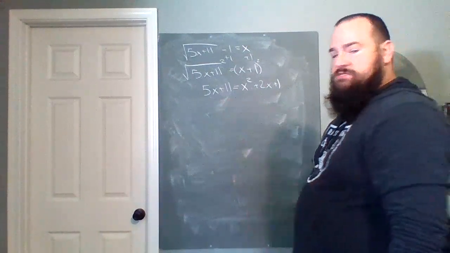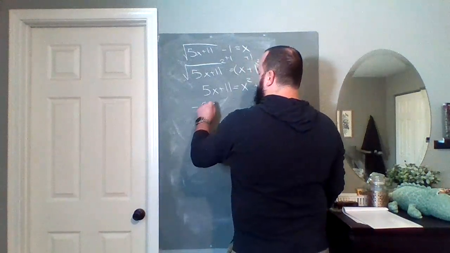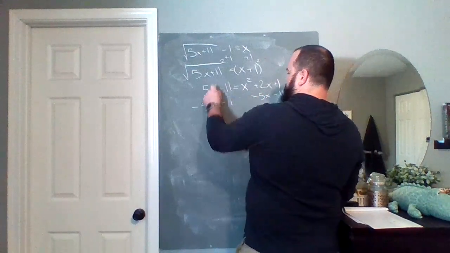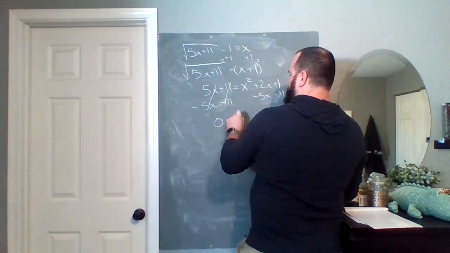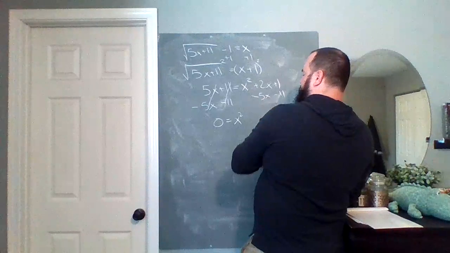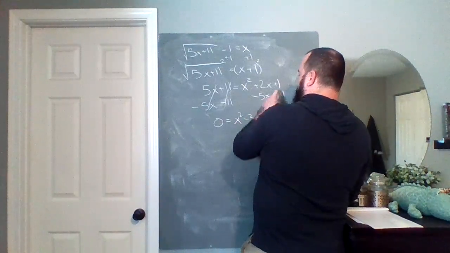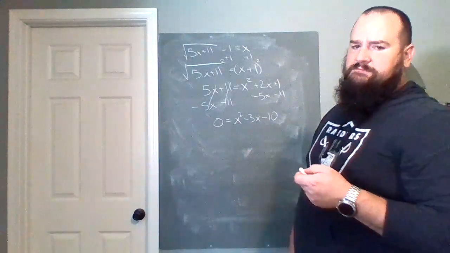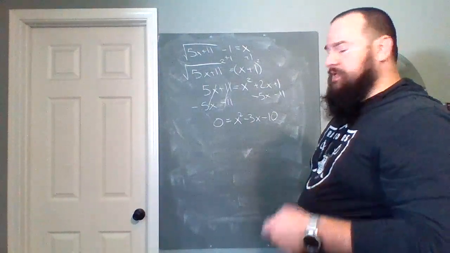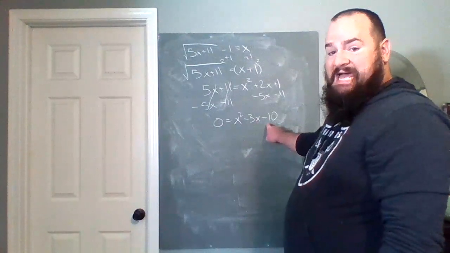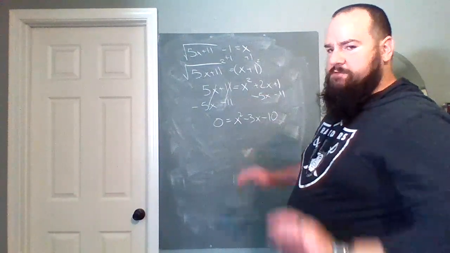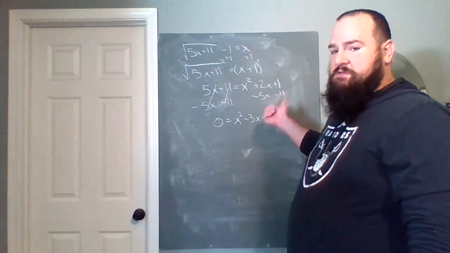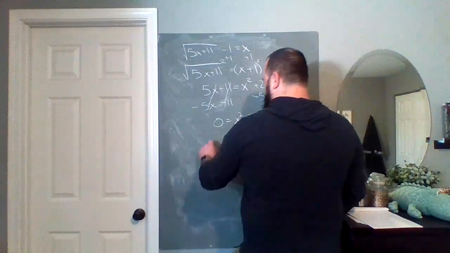Not too bad. So we just go through the same process we did. We get it in relation to 0, so I'm going to subtract 5x, subtract 11. 0 equals x squared. So 2x minus 5x gives me negative 3x, and 1 minus 11 gives me negative 10. So I'm looking for two numbers that will multiply to be negative 10 and add to be negative 3. Again, if you want to use the quadratic formula, do it. No problem with that. A is 1, B is negative 3, C is negative 10. You're good to go. But factoring is not too hard.